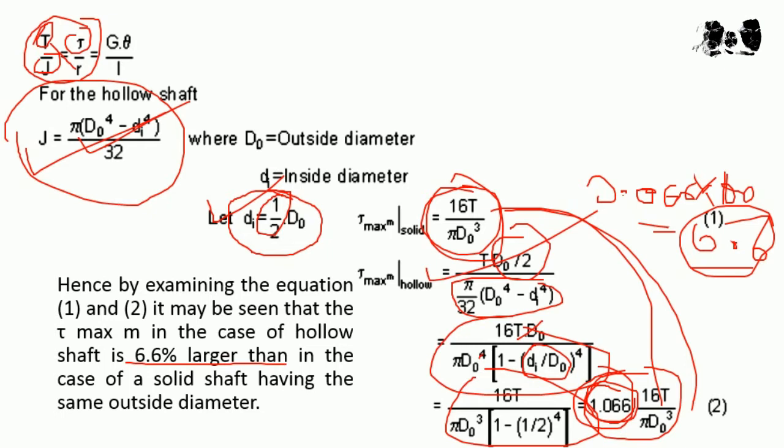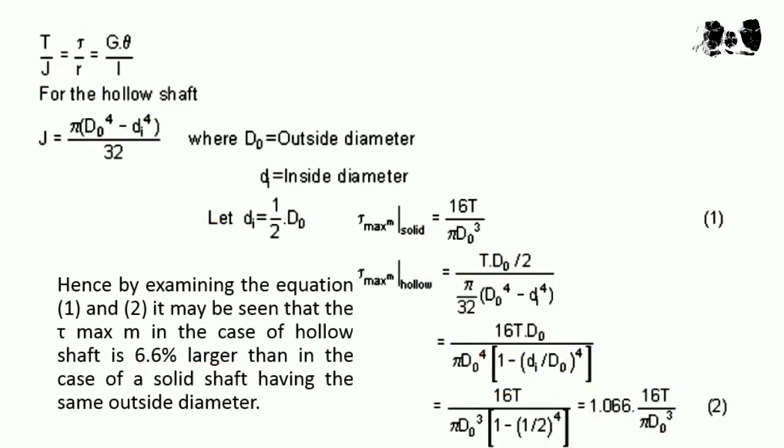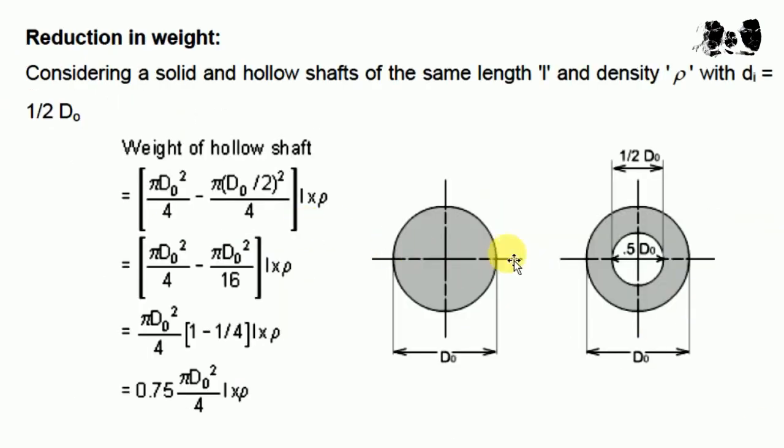Okay, so by comparing the weight, we have these two cross sections, a solid one and a hollow one. Assuming the length of the beam is L and the density of the material is rho, and taking the same ratio of internal and external diameter, which is 1 upon 2, we can find the weight of the hollow shaft by deducting the area of the internal diameter from the external diameter. Solving these, we have a value of 0.75 pi d naught square upon 4 L into rho.